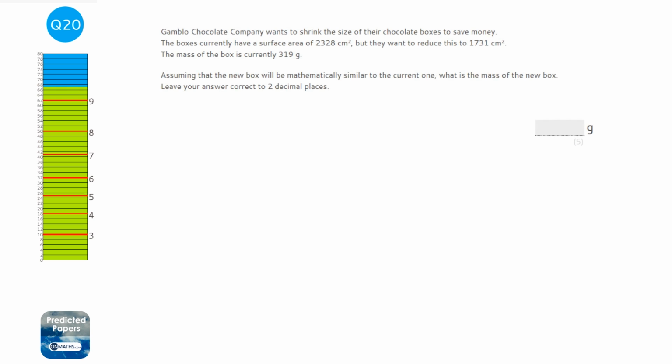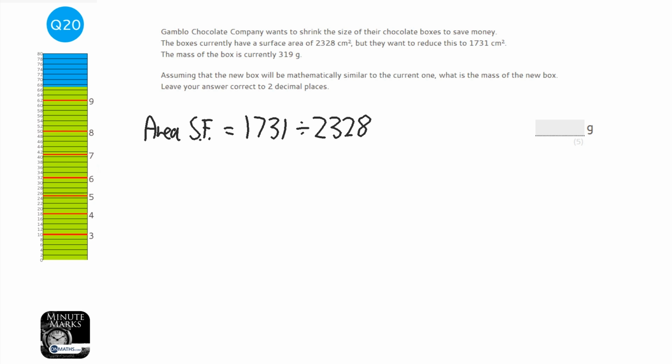This seems like quite a complicated question, but if you break it down into steps, it's much simpler. We need to find out first of all what the area scale factor is. It's important that you realise that there is a linear scale factor, an area scale factor, and a volume scale factor. To work out the area scale factor, I'm going to get the 1731, which is the new size, and divide it by the old size, which is 2328.